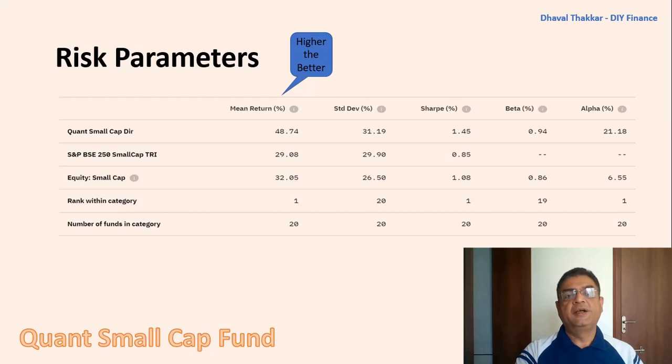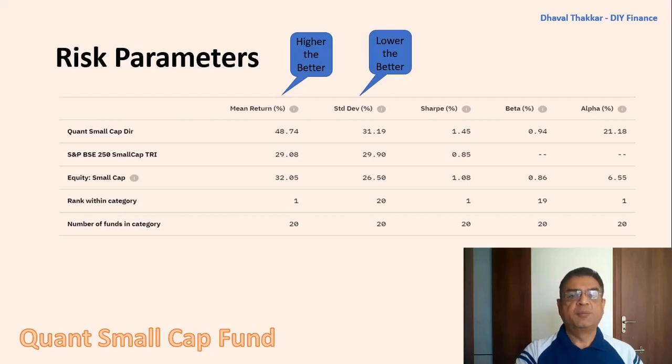Second one, standard deviation. That is a tool to measure how much the return has deviated away from the mean return, which in this case is 31.19, which is more than both the benchmark index and the category average. Here, lower the value is better.